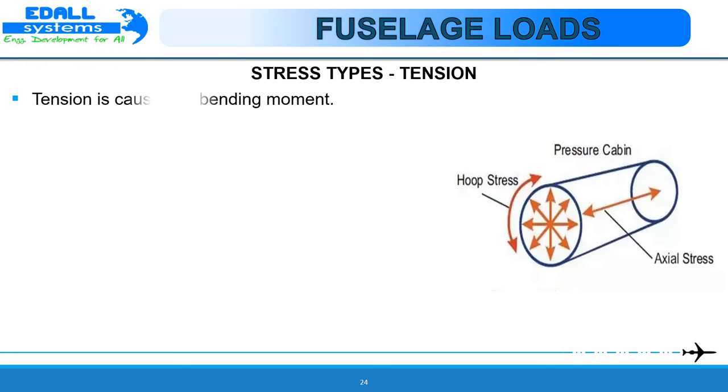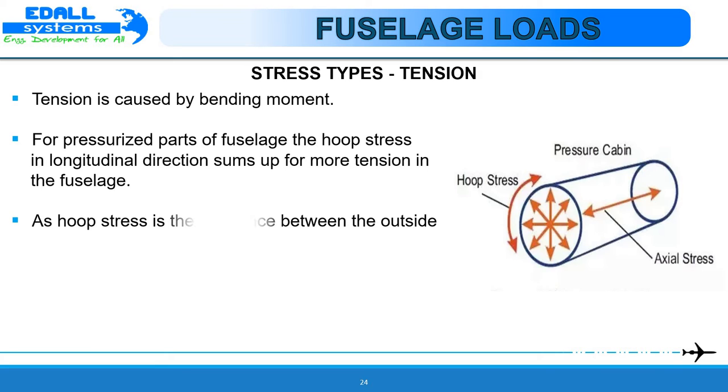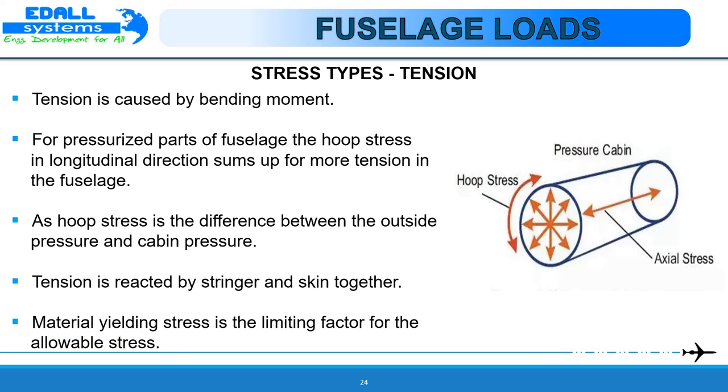Tension. Tension is caused by bending moment. For pressurized parts of the fuselage, the hoop stress in the longitudinal direction sums up for more tension in the fuselage, as hoop stress is the difference between the outside pressure and the cabin pressure. Tension is reacted by stringer and skin together. Material yielding stress is the limiting factor for the allowable stress.